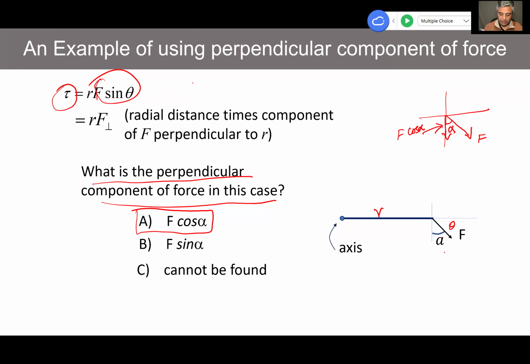So what is torque then? Torque in this case, if I use this formula, is going to be R F cosine alpha. So now you may be thinking, hey, it was sine, how come it became cosine? Because the angle is different. Remember, sine only if we know this angle or that angle, the angle between R and F. This angle wasn't between R and F, so we have to pay attention. I'm glad I brought this question. So hopefully now you remember, you paid attention.